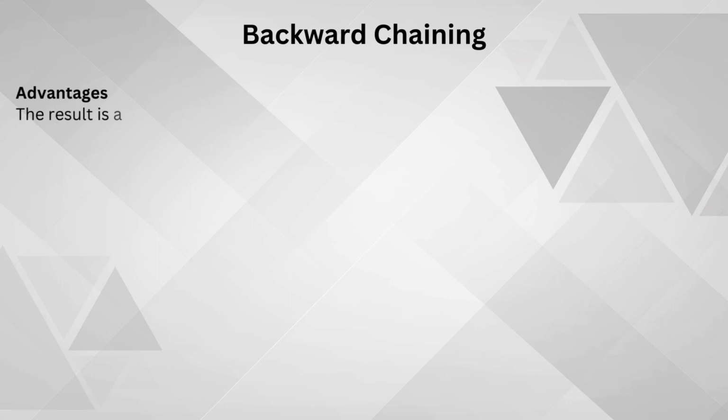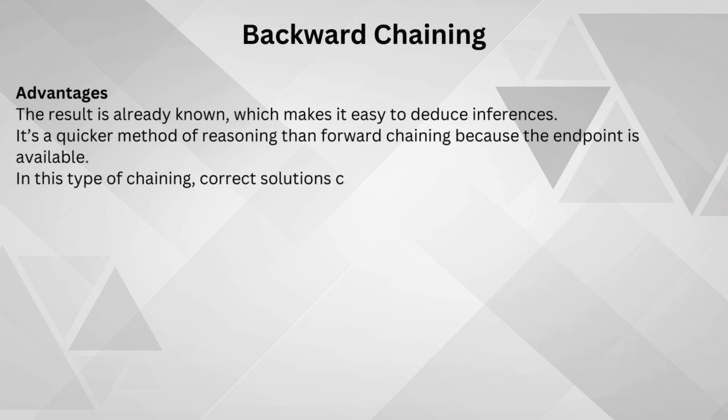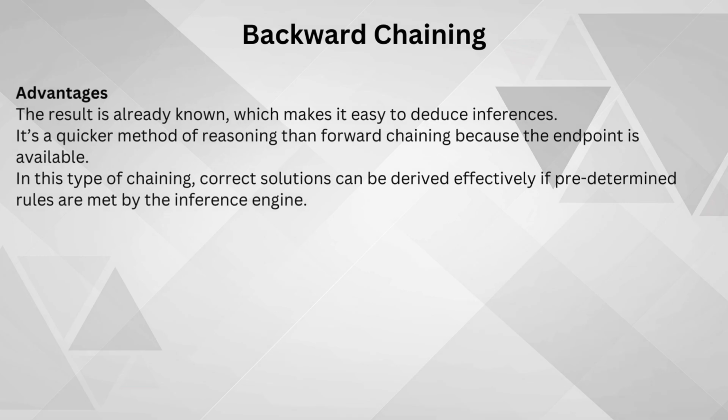Next we will discuss the advantages of backward chaining. In backward chaining, the result is already known to you. So, it is like working backward from that answer to find all the clues that led to it. It is like solving a puzzle when you know what the picture looks like. It is a quicker method of reasoning than forward chaining, because the end point is available to us.